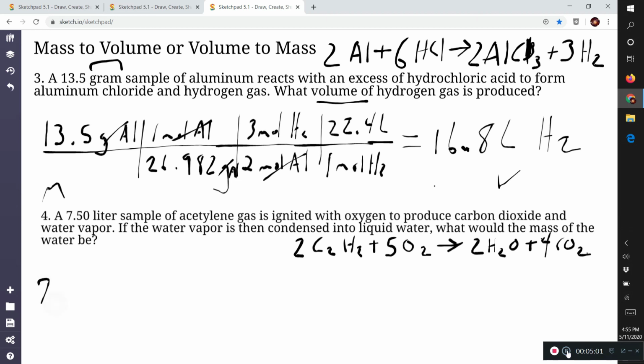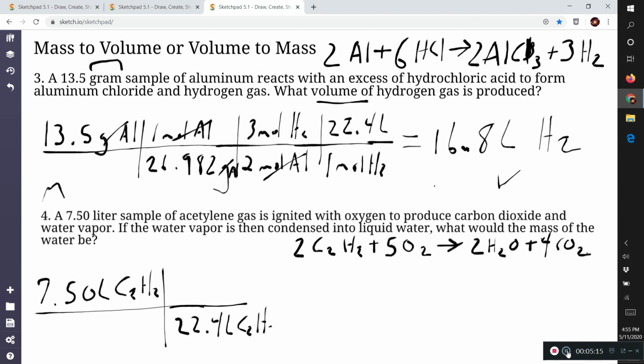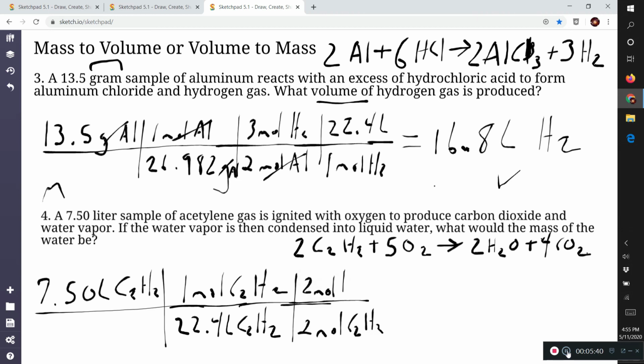So we start with 7.50 liters of acetylene, and we can use Avogadro's principle here that 22.4 liters of any gas is 1 mole. Now we have to use the ratio if we're trying to figure out the water. So let's see, in our worked out chemical equation, 2 moles of C2H2 gave us 2 moles of water. And it doesn't want it as a gas, because the water vapor would be a gas initially, but it says it wants it condensed down, so it wants it as a mass.